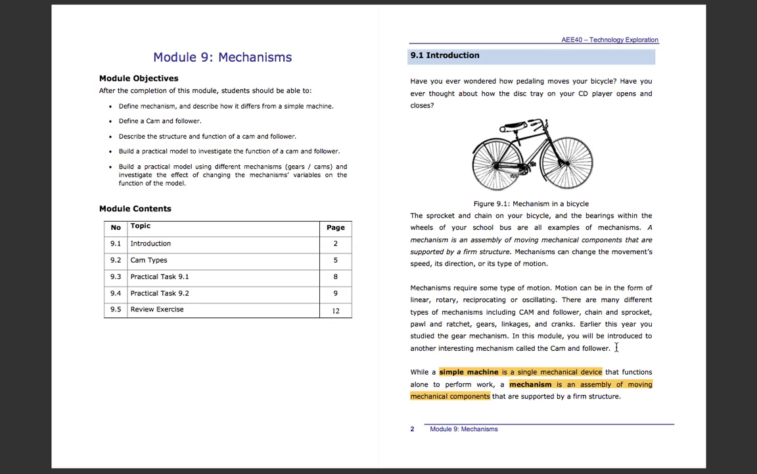What are some examples of mechanisms? You have cam and follower, chain and sprocket. This is in your bicycle. Gears in a clock or in a watch, and so on. In this module, we study about the cam and follower.